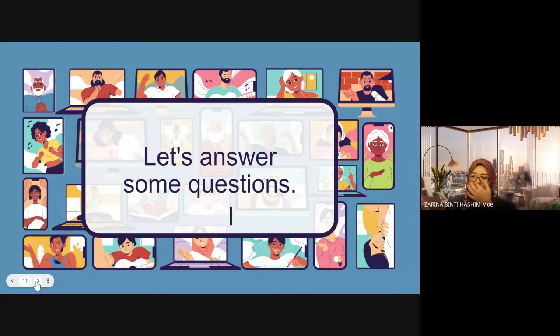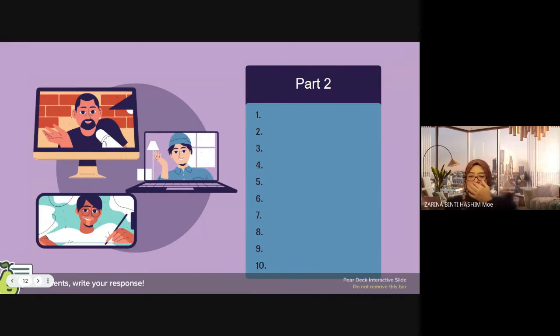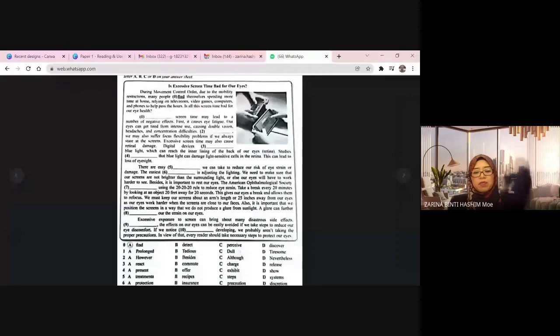Now let's answer some questions. I will share the questions in part two. You first read the text without the answers yet, to get to know what the text is about. After you read it once, then you go to each question for the answers. Let's look at the text in general.